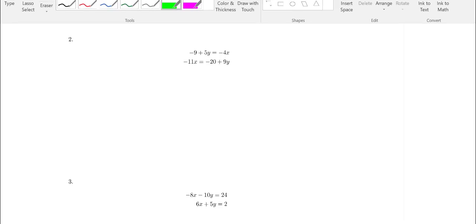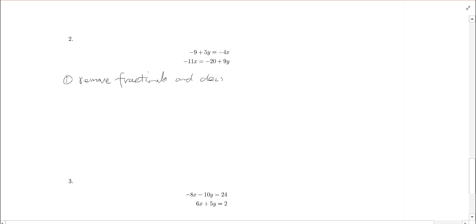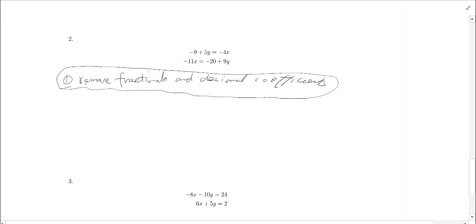For this example, I'm just going to write down: remove fractional and decimal coefficients, right? That's step 1. We don't need to handle this step for this question. Okay, that's fine. This is step 2.